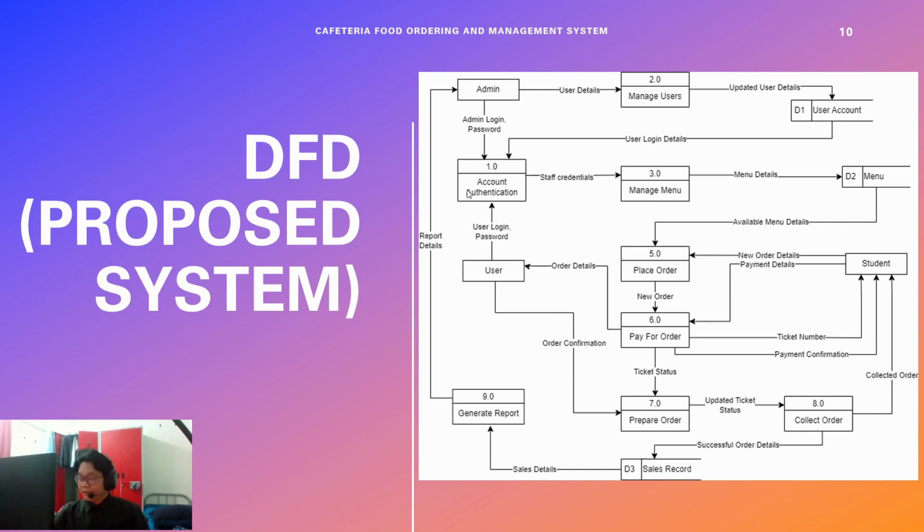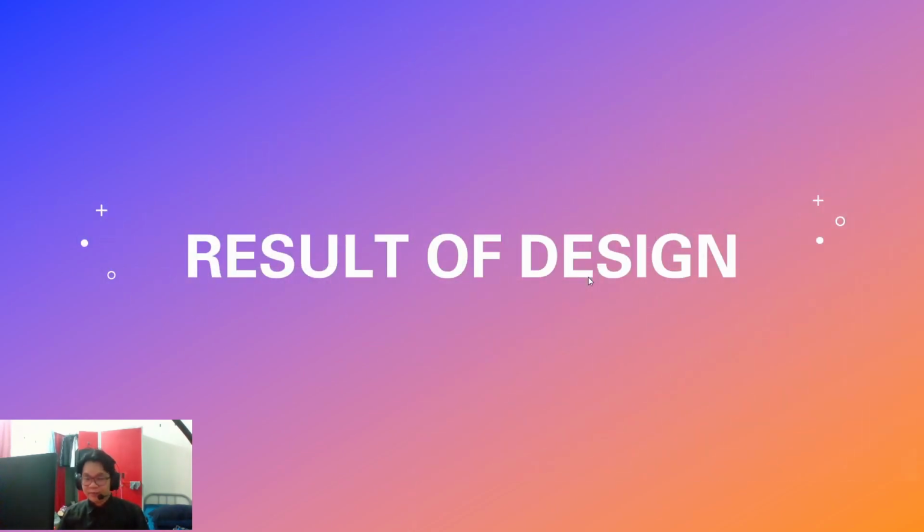So for account authentication, it will take data that exists in the user account store here and verify whether the account exists or not and whether the credentials are correct or not. Moving on from there, you have manage menu here. The menu will be passing the details into the order here so that the student will be able to see the menu. And that's all for the DFD for my proposed system.